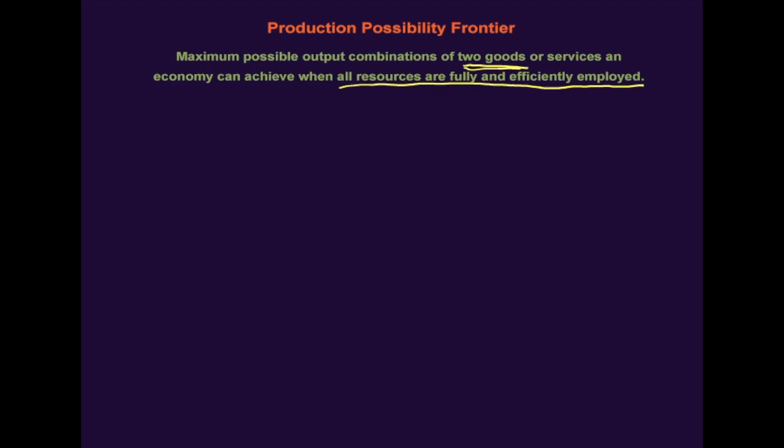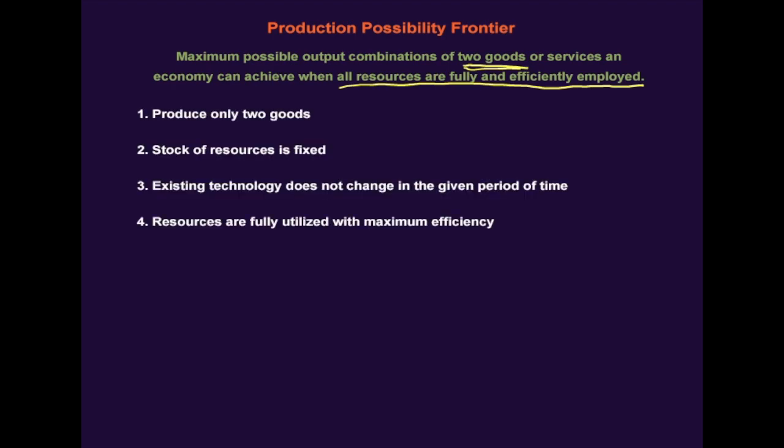So the production possibility frontier assumes four things. Number one, it produces only two goods, and the stock of resources is fixed. Existing technology does not change in the given period of time, and resources are fully utilized with maximum efficiency. Before we get into the details, let's draw the production possibility frontier for an example.